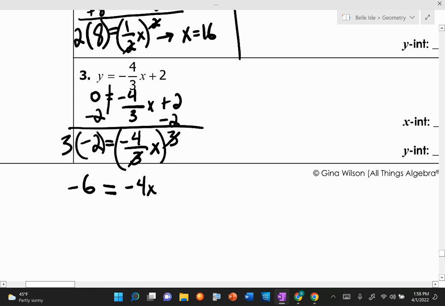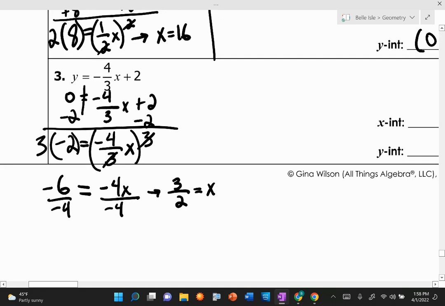What's our last step? Divide. Let's get off our phones, please. Divide by -4. So what do we have on the left side now? -6 over -4. The negatives will cancel out. Can it be simplified? To 3 over 2 equals x. So that's your x. For your y-intercept, you're looking for y, so you plug in a 0 for x.